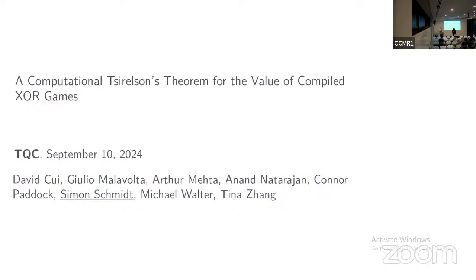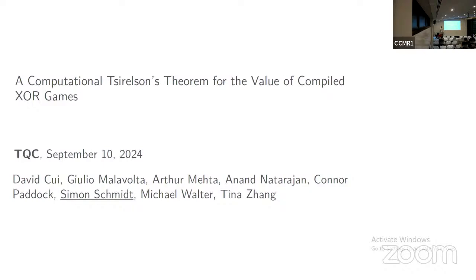Okay, so the next talk is going to be about a computational Tsirelson's theorem for the value of compiled XOR games. This is a work of David Cui, Giulio Malavolta, Arthur Mehta, Anand Natarajan, Connor Paddock, Simon Schmidt, Michael Walter, and Tina Zhang. And Simon will give the talk. Exactly, yes. Thanks so much for the introduction. As you already heard, we will talk about a computational Tsirelson theorem for the value of compiled XOR games.